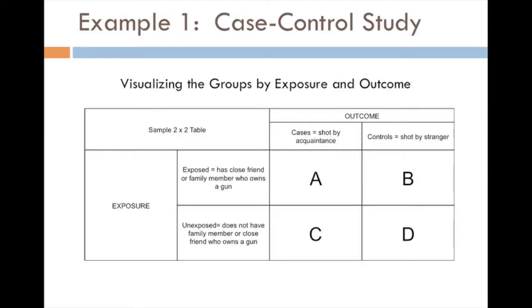A 2x2 table is a common way of visualizing this type of study design. As you can see, there will eventually be 4 groups of individuals. Cell A represents those who were exposed to a family member or a close friend who owned a gun and shot by an acquaintance. Cell B represents those who were exposed and were shot by a stranger. Cell C is the number of individuals who do not have a family member or a close friend who own a firearm but were shot by an acquaintance. And finally, cell D represents those unexposed and were shot by a stranger.